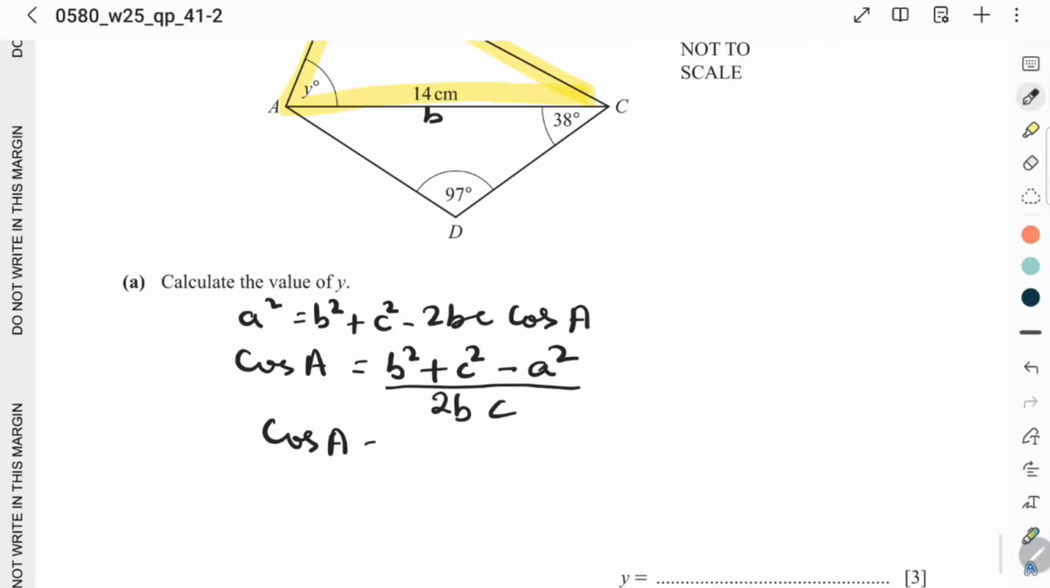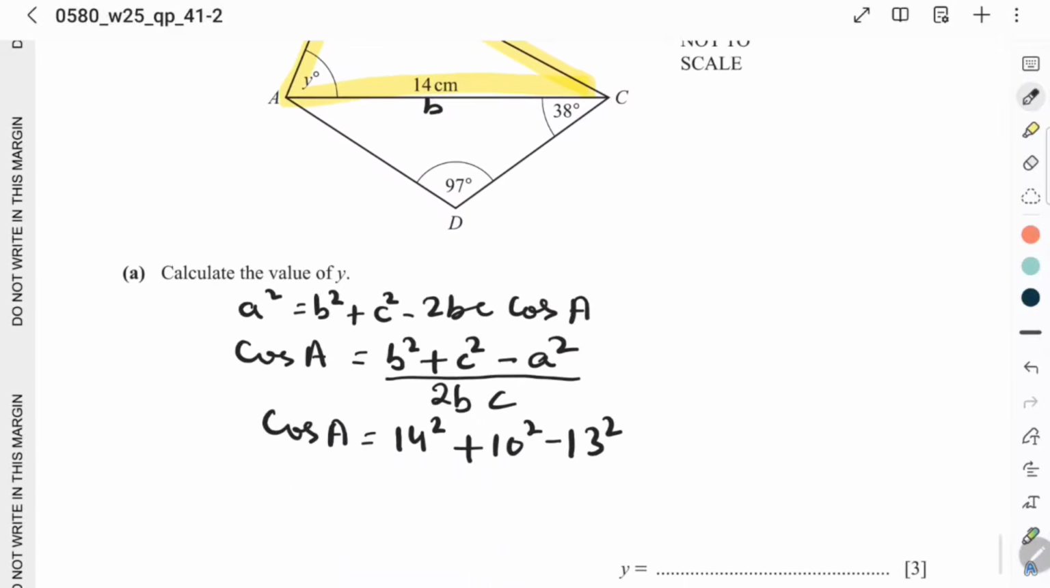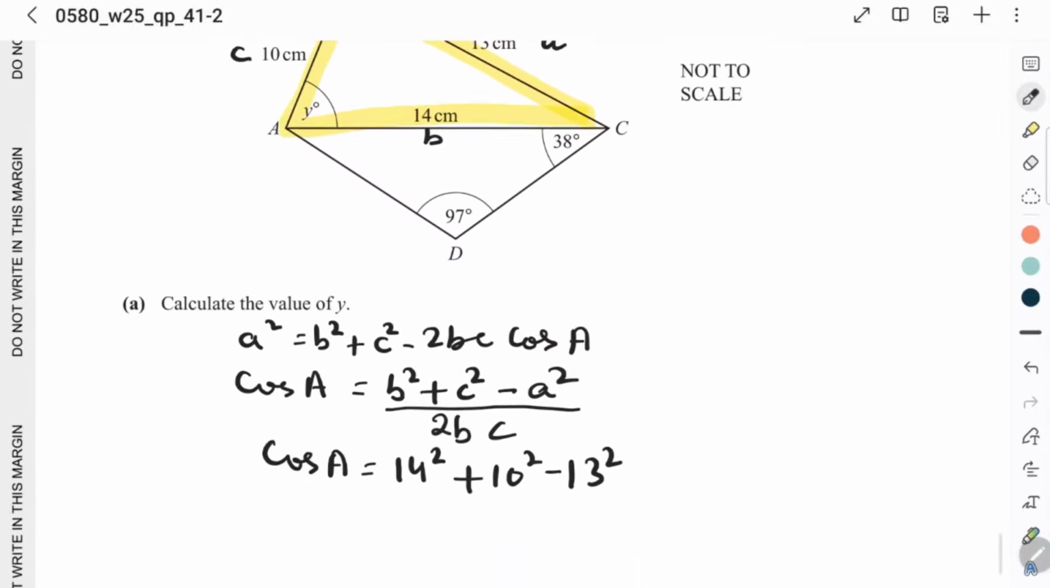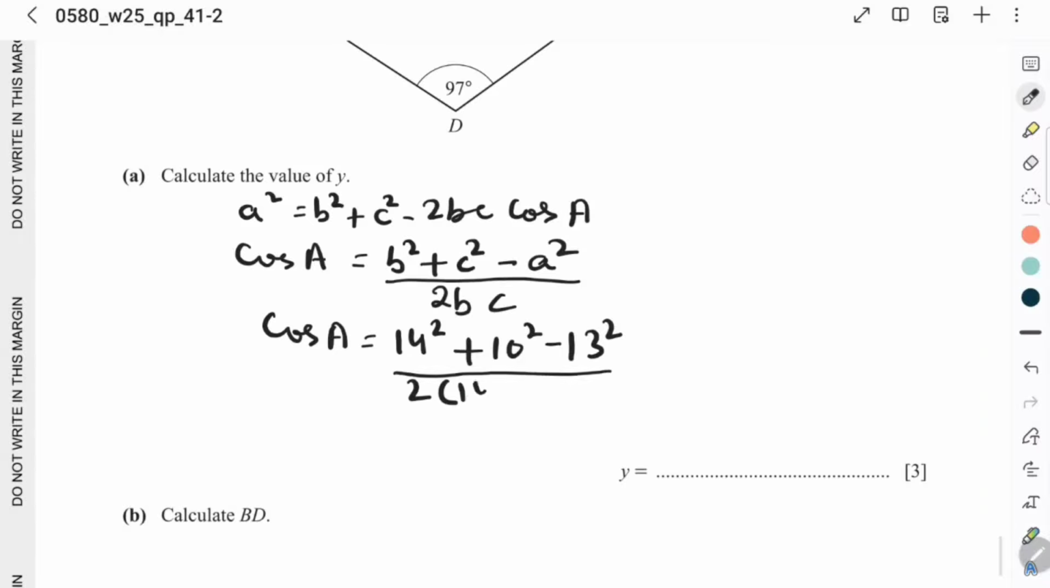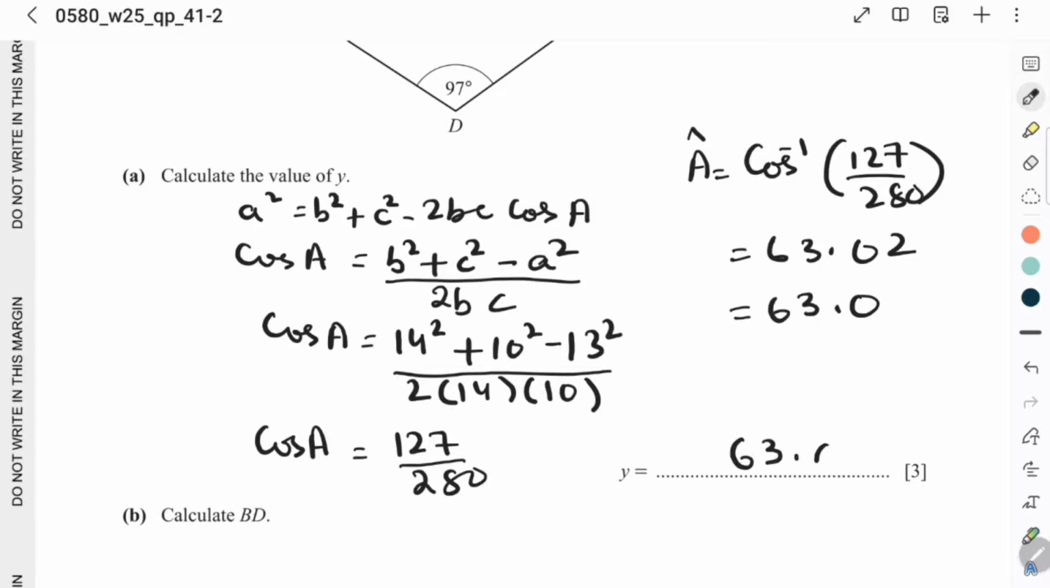Cos of A is equal to (14 square plus 10 square minus 13 square) upon (2 times 14 and 10), which comes to 127 upon 280. Just take the inverse of cos. So A is equal to cos inverse 127 upon 280, which is 63.02, or to one decimal place 63.0 degrees. You can also write 63.02 to 63.03.